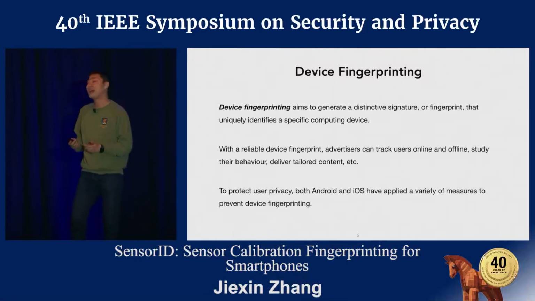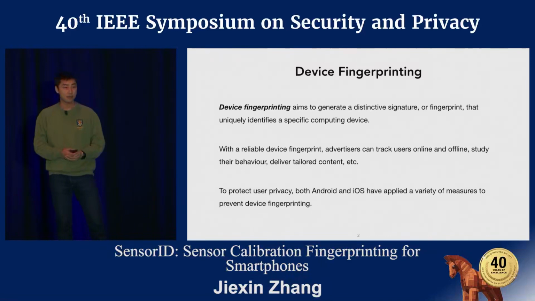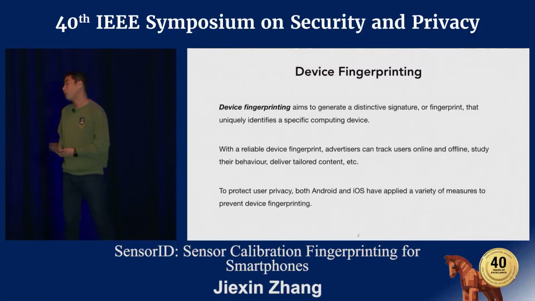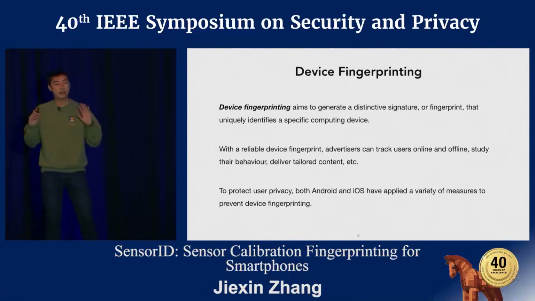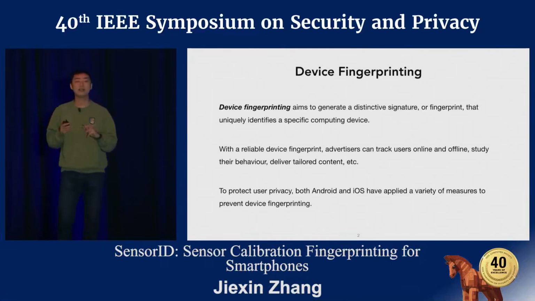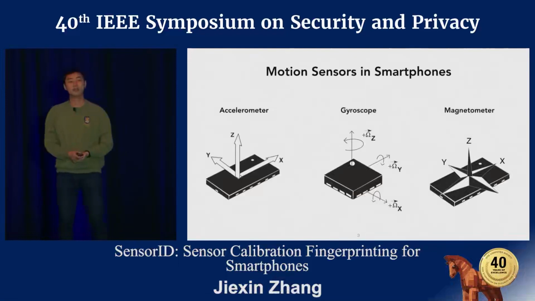So to protect against device fingerprinting, both iOS and Android have deployed a set of countermeasures. For example, on iOS, developers have no access to your phone number or the MAC address of the hardware modules, while on Android, this is enforced by permission-based access control. Nevertheless, there is a major piece that has been neglected in the countermeasures, and that is the motion sensors.